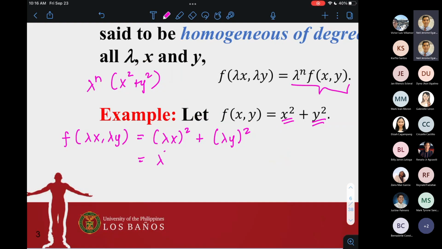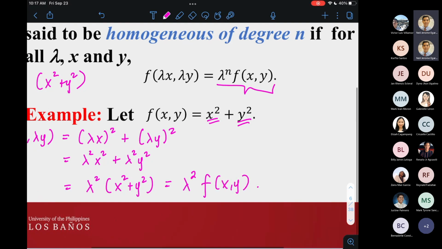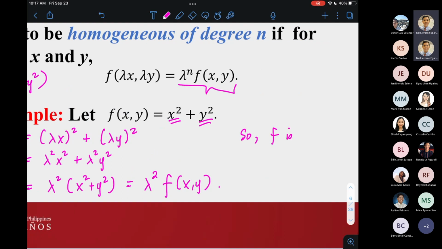So this would be lambda squared x squared plus lambda squared y squared. At pwede ako mag-factor ng lambda squared. This will be lambda squared times x squared plus y squared as I wanted. Because look at this factor. This factor is exactly the function f that we had earlier. So that means this is lambda to the second power times little f of x y. And so we can conclude, so f is homogeneous of order 2.